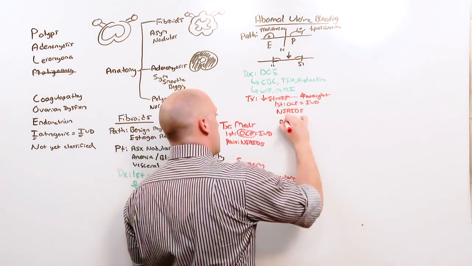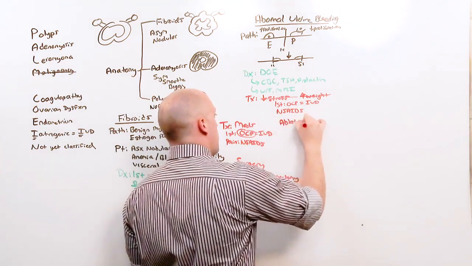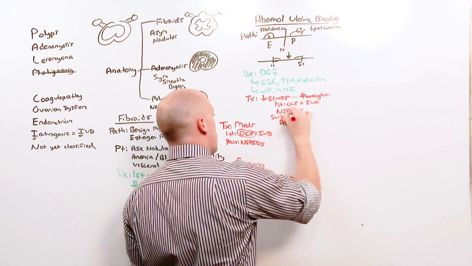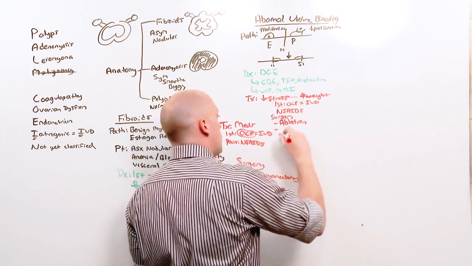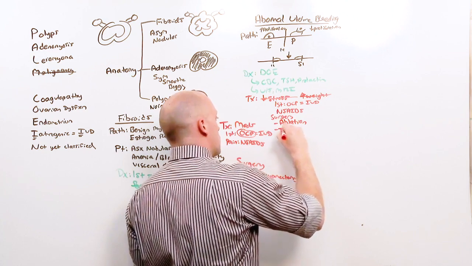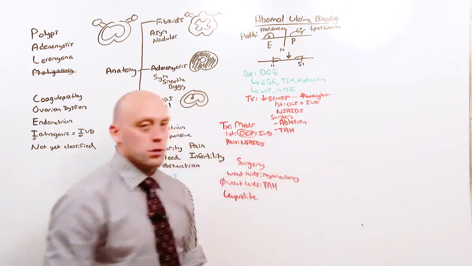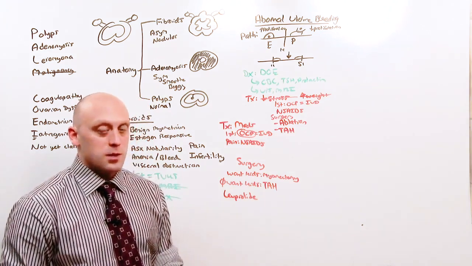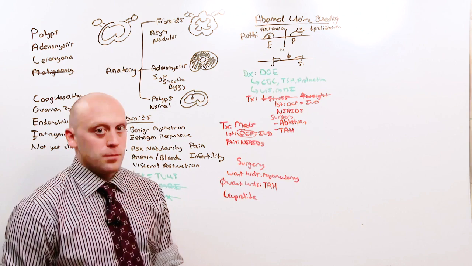If she no longer wants the medications or she continues to bleed, surgical intervention will be required. And you can do that either with an ablation or you can do it with a hysterectomy. Both cases are going to remove her ability to have kids, but the bleeding will stop.